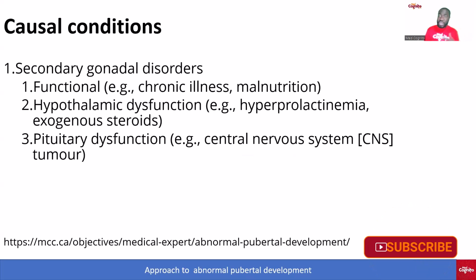And then with the secondary gonadal disorders, we have conditions like patients who present with chronic illnesses, patients who present with malnutrition, and then hypothalamic dysfunction like hyperprolactinemia, patients who use exogenous steroids, and then pituitary dysfunction, patients who present with central nervous system tumors as well. So these are all things which can cause abnormal pubertal development from the secondary gonadal disorders point of view.